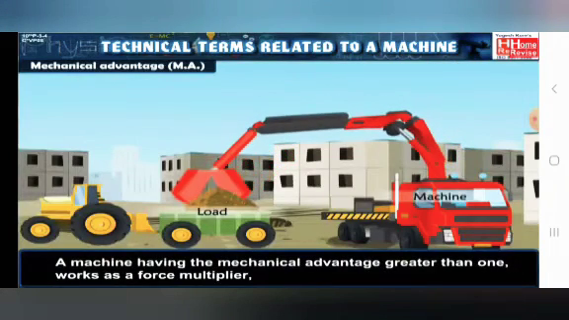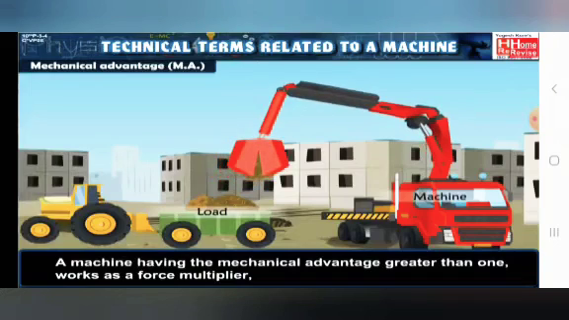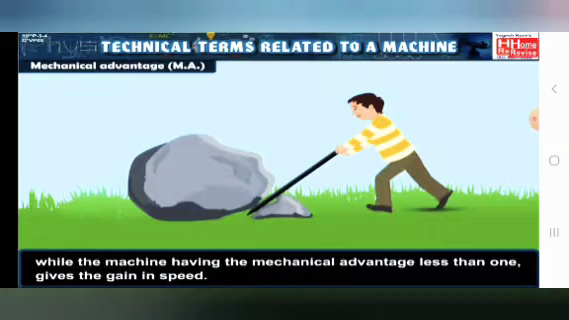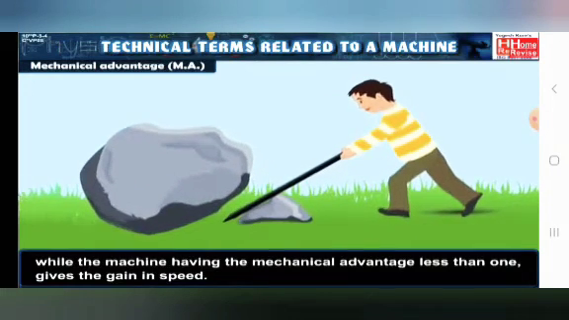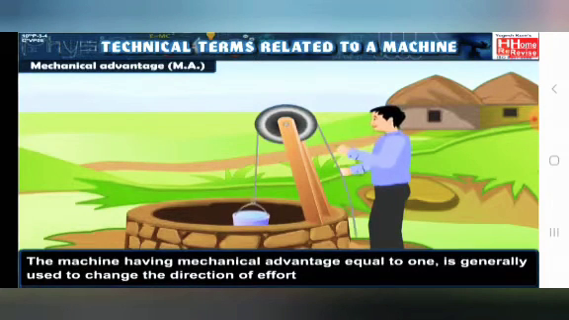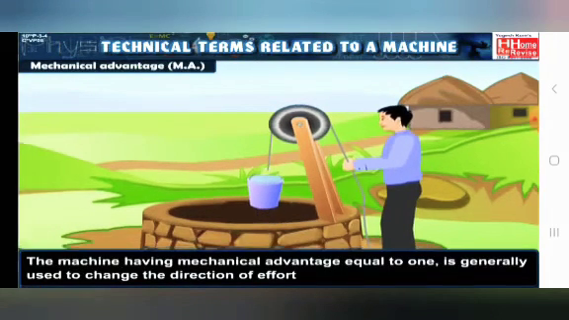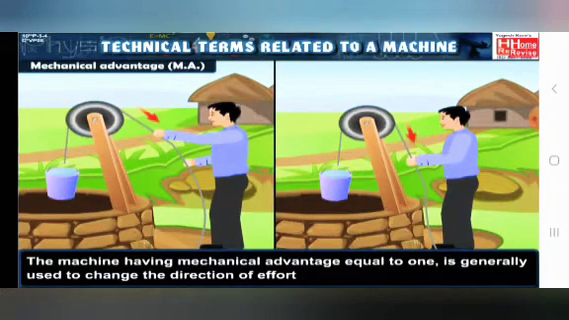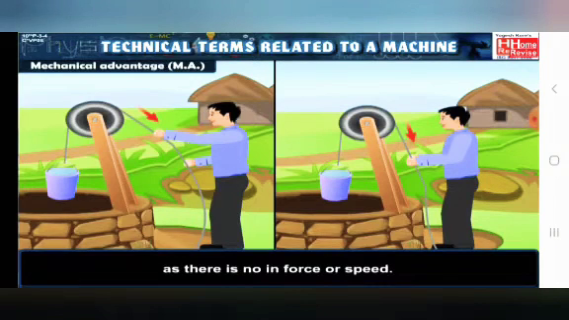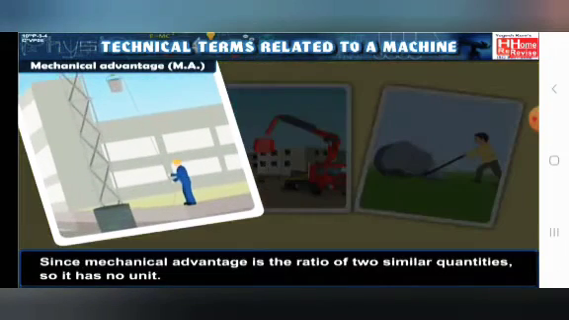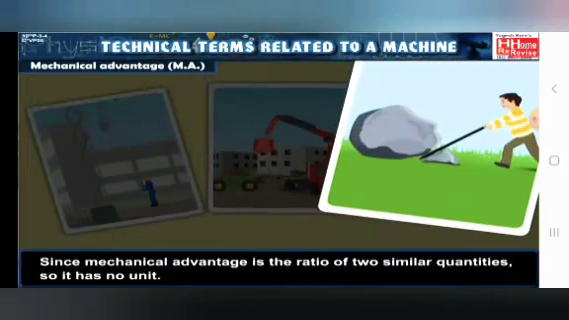A machine having a mechanical advantage greater than 1 works as a force multiplier, while a machine having a mechanical advantage less than 1 gives a gain in speed. The machine having a mechanical advantage equal to 1 is generally used to change the direction of effort, as there is no gain in force or speed. Since mechanical advantage is a ratio of two similar quantities, it has no unit.